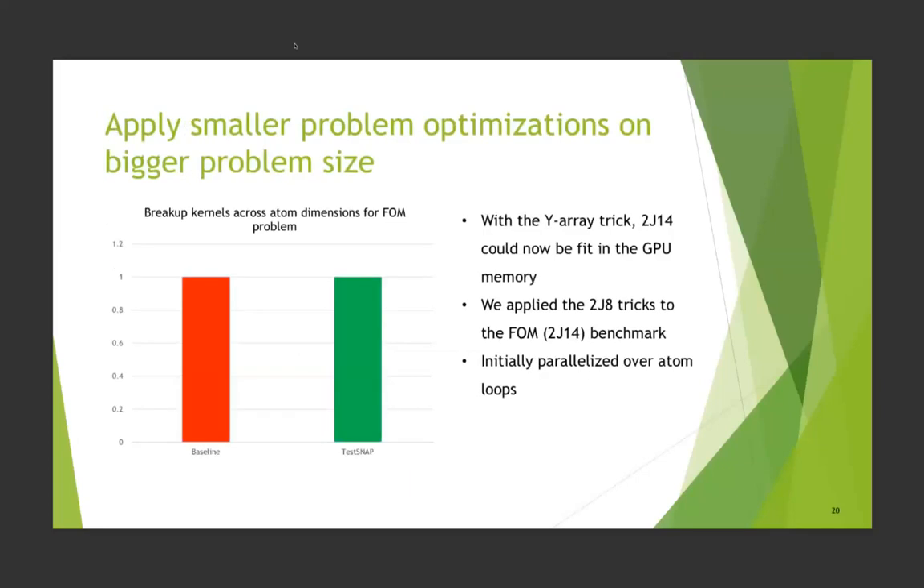So the Y-array trick, as Aidan mentioned, helped a lot even without the other CUDA optimizations. For example, initially, if we distributed just the atom dimension across the thread blocks and threads of a GPU, we were still slightly slower than the baseline LAMMPS implementation. But if you see here, just with distributing the work of the atom loops, we were already similar to the LAMMPS baseline implementation. Next slide, please.